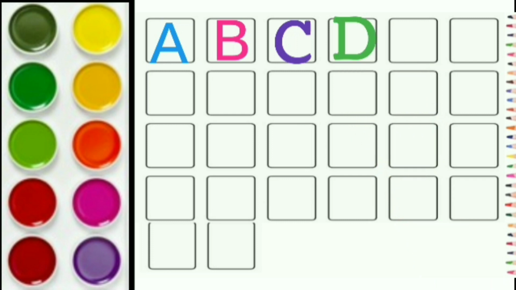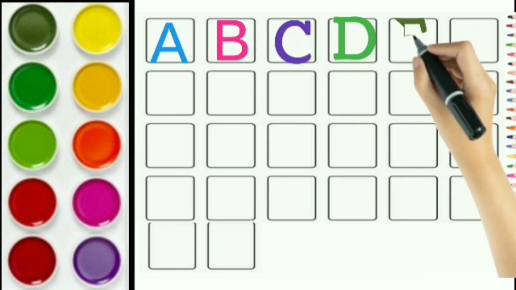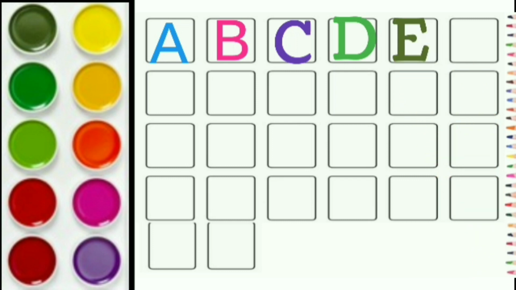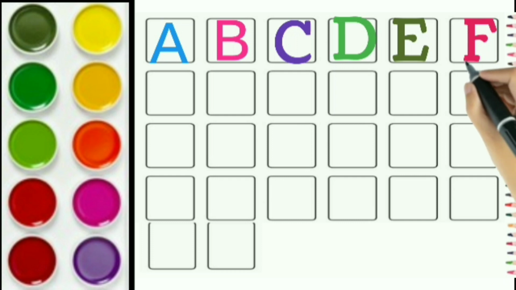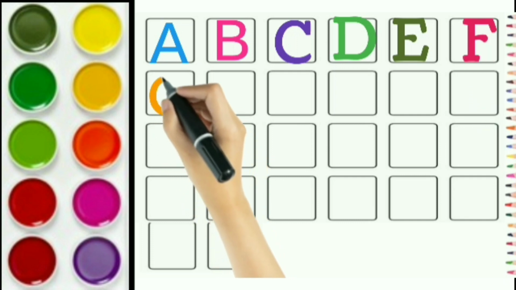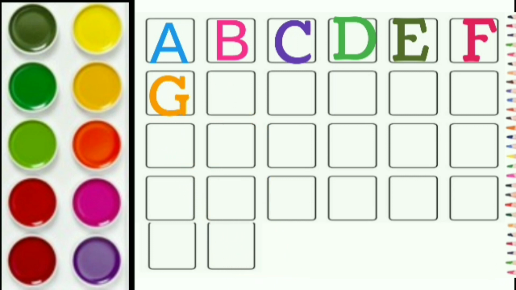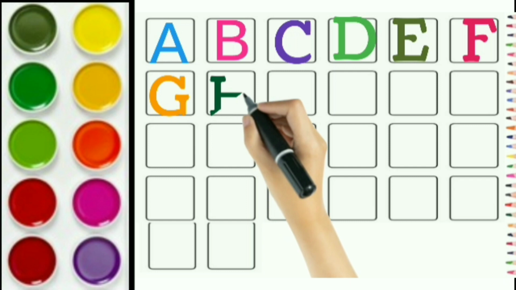D for dog. E. What is this? E. E for elephant. F. Say with me. F. F for fish. G. G for grapes. H. ये क्या है? H.